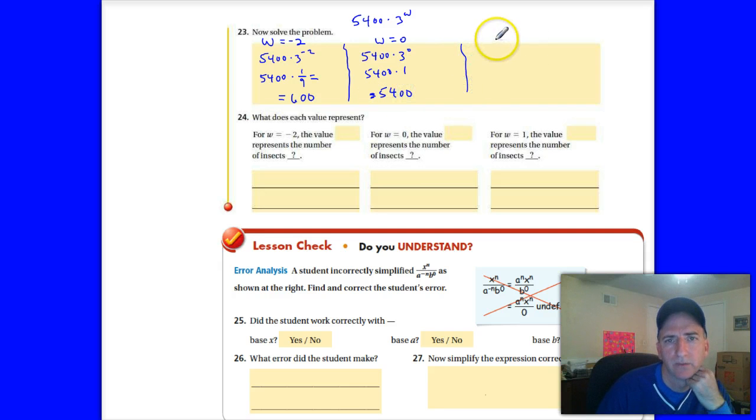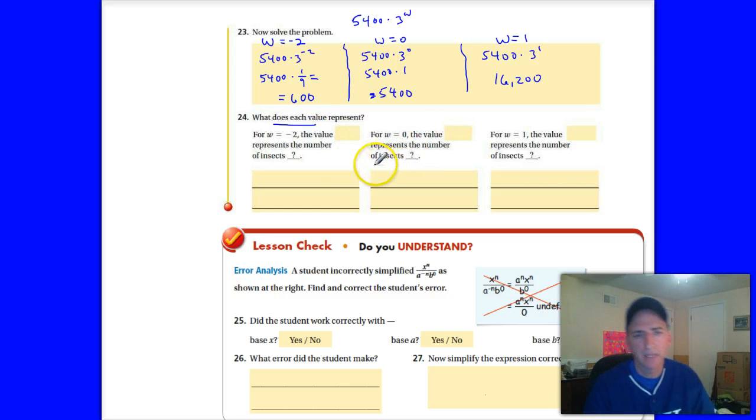All right, and then the last one where weeks is equal to 1, so 1 week after they measured the insects, it would be 5,400 times 3 to the 1. And we multiply that out, and that comes out to be 16,200. All right, so what does each value represent? We need to interpret that now, and you might be asked to do that.